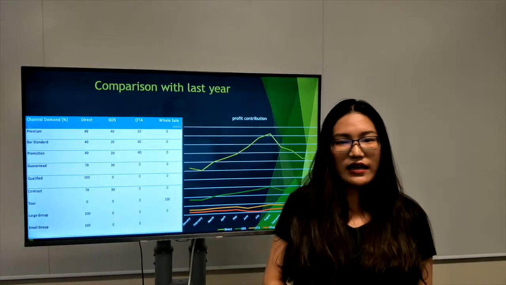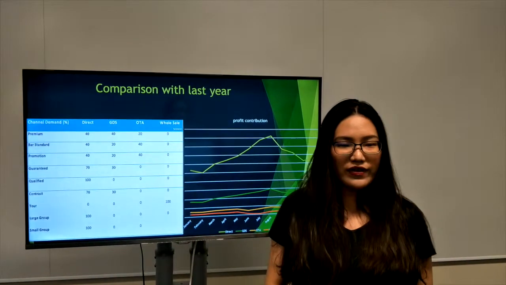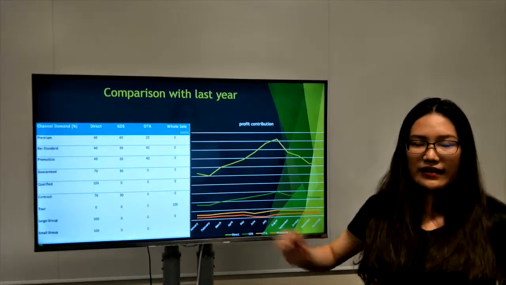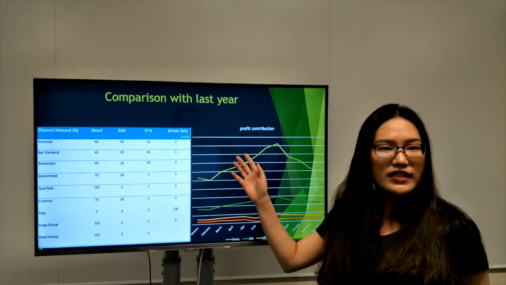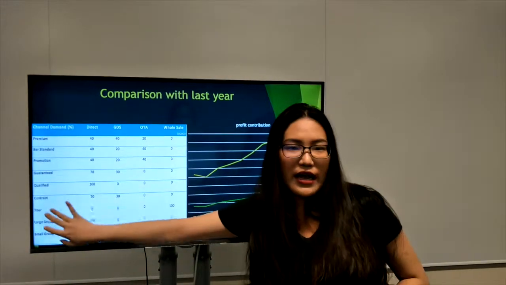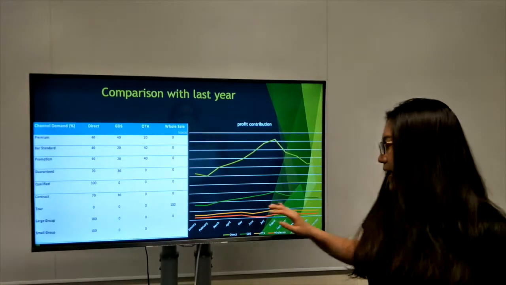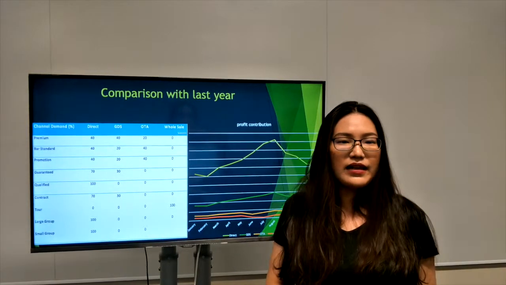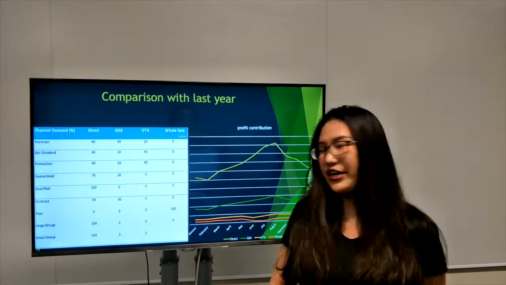Compared to last year, the distribution of profits among different channels is roughly reasonable. We can see that the direct channel still generates the most profit from different segments here, and the performance of OTAs and wholesales are close to each other and at the bottom, and they are the 2 least used channels last year.